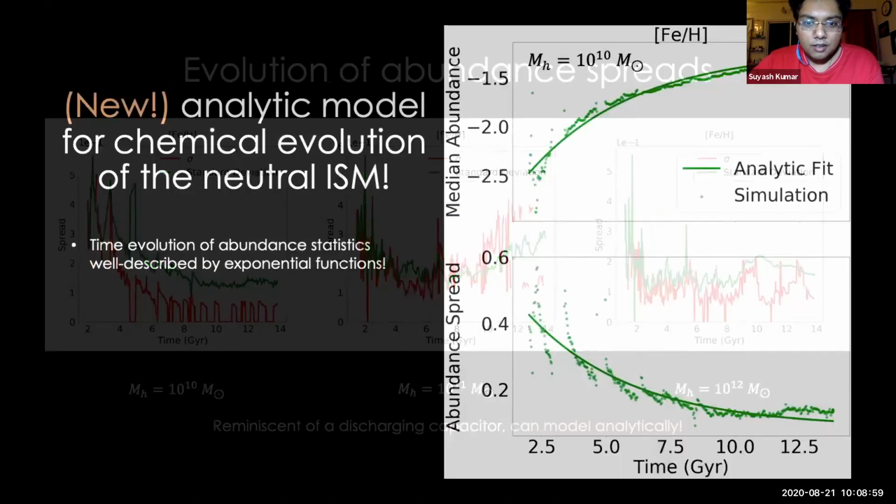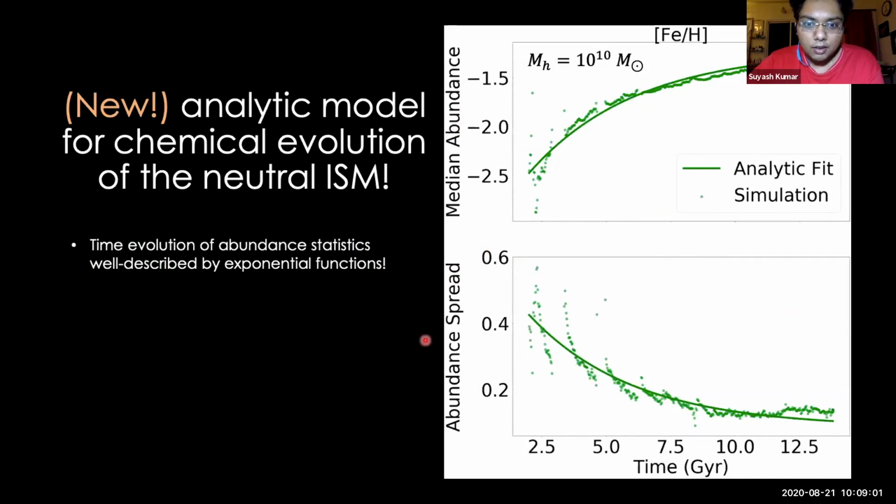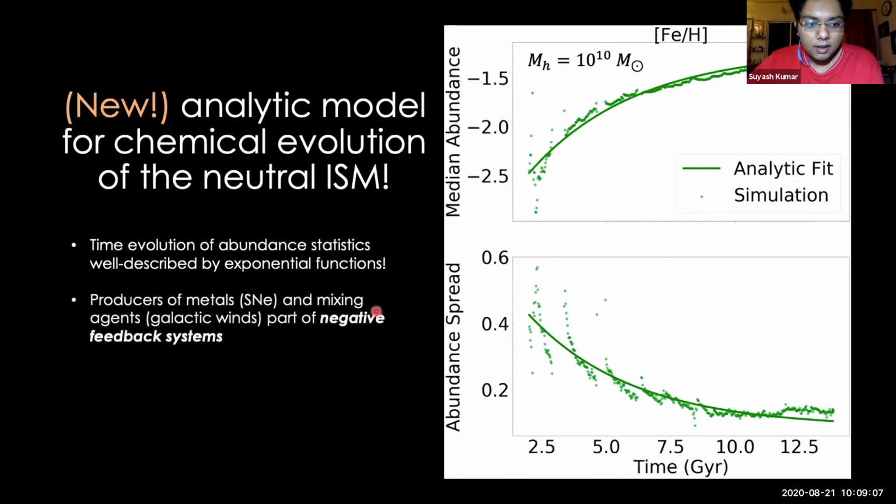And so we go ahead and try out our ansatz, trying to fit the median abundance and the abundance spread with exponential functions, and we succeed in doing that. And the essential physics behind this is that the producers of metals, which are essentially supernovae and control the median abundance, and the mixing agents of metals, which are essentially galactic winds and control the spread of metals, are part of negative feedback systems, which naturally produce exponential functions.